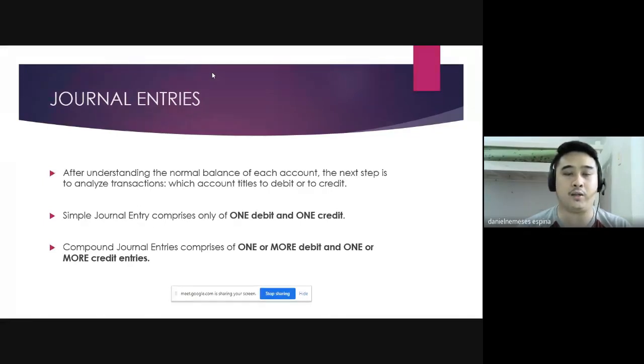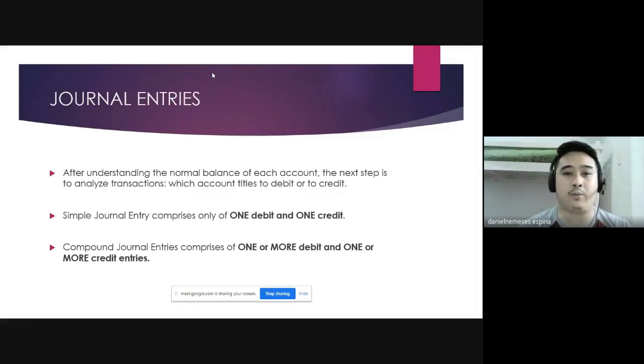normal balance. Okay, so for example, we say normal balance, these are the increases. Okay, so where the account titles increase. Like for example, for asset, the normal balance of all the asset account titles are on the debit side. Okay? While liabilities and capital are on the credit side.